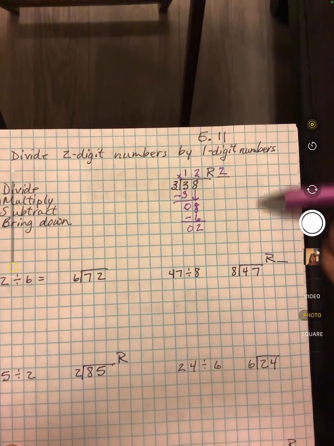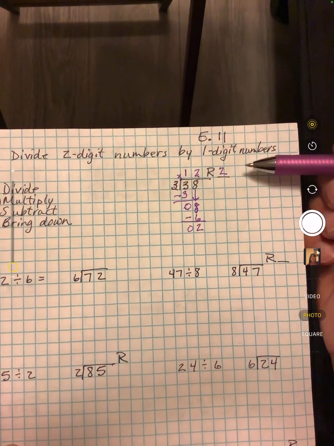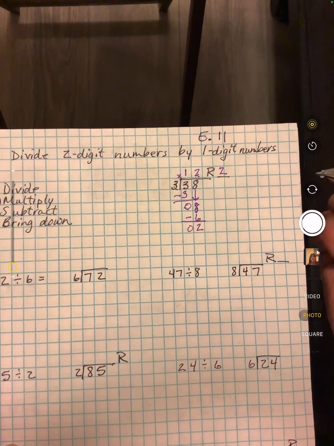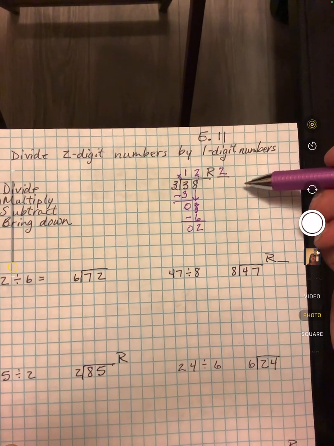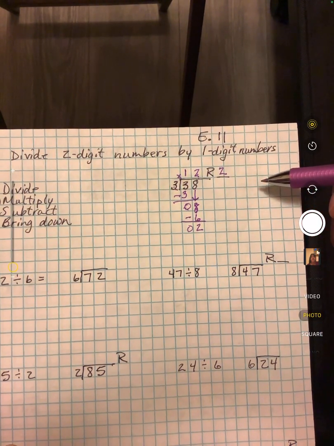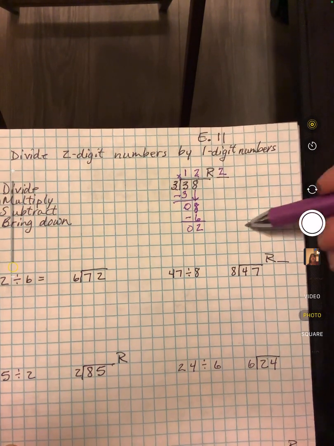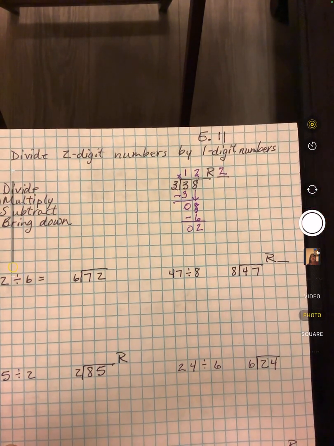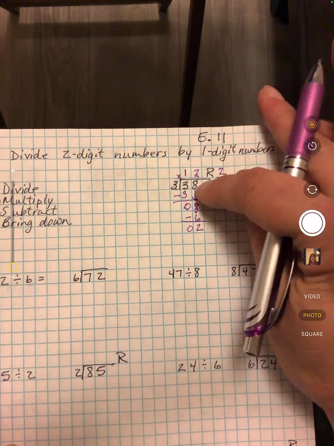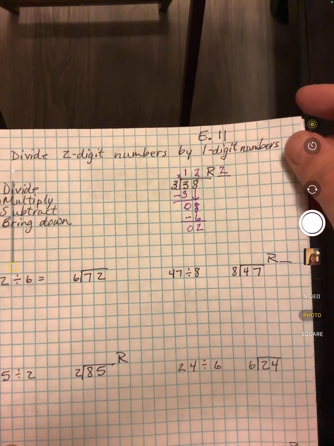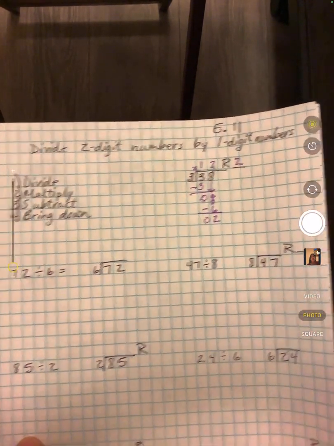Now, if you want to do the repeated subtraction, you can do that. If you want to do the drawing the arrays, drawing out all the x's, you can do that. This is what we call the algorithm for dividing, okay?